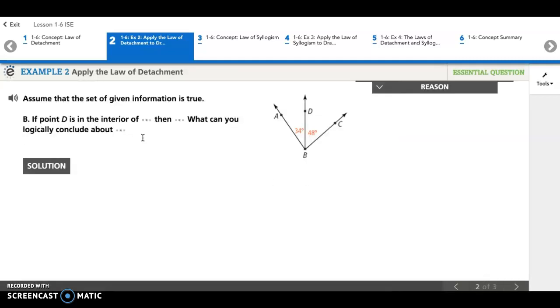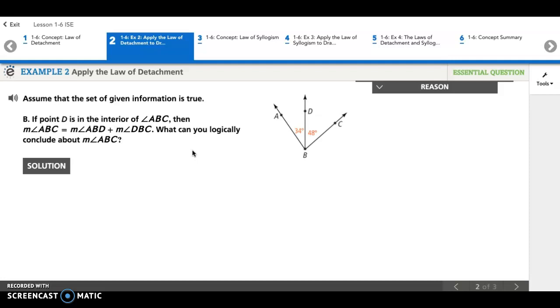Another example using the law of detachment, maybe a more geometric example, would be this one. If point D is in the interior of angle ABC, then the measure of angle ABC equals the measure of angle ABD plus the measure of angle DBC. And then we have this picture that we're supposed to use as information for this problem. So we have an if-then statement that is true. If D is in the middle of the angle, then when I connect the vertex of angle ABC to point D, breaking angle ABC into two parts, then the measures of those two parts will add up to the measure of the original angle. That's what this if-then statement is telling us.